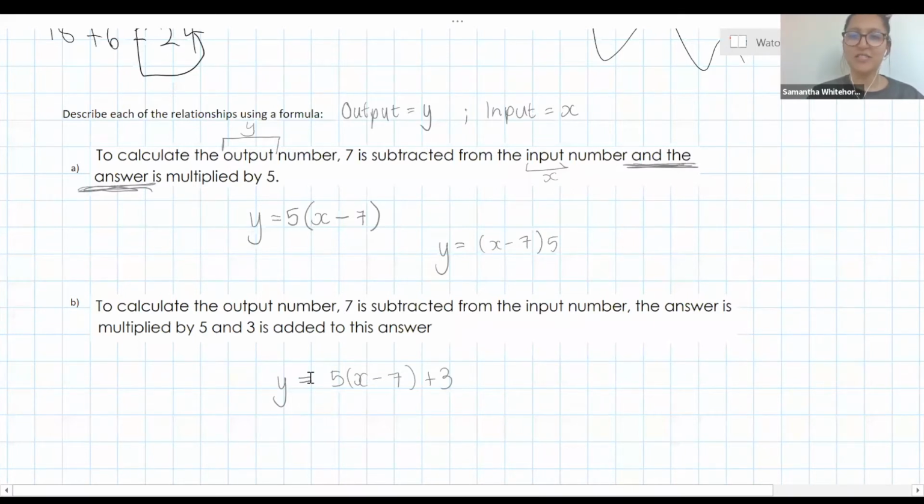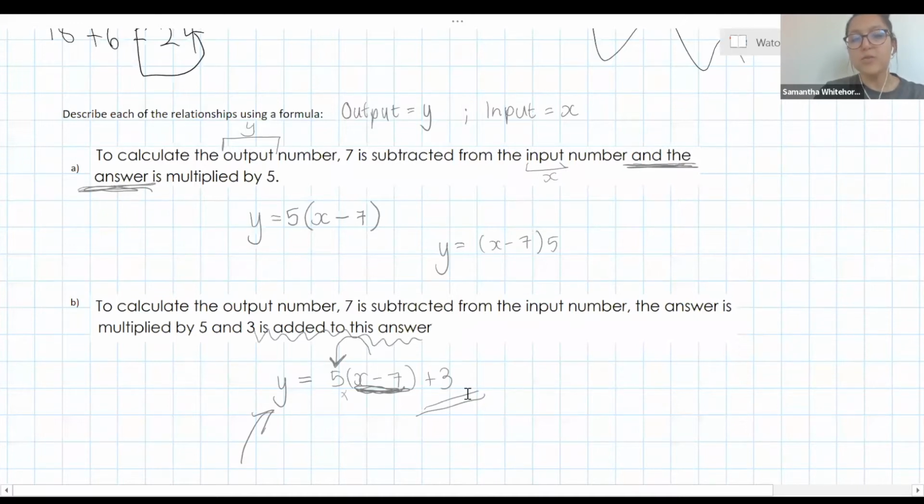Okay, guys, so this is exactly it. We know that the output number, which is y, to get our output number, we need to subtract 7 from my input number, which is what is happening in this bracket. We need to times that answer by 5, which is why we've got a 5 in front of the bracket, because remember, there is a times between the 5 and the bracket. And then we want to add 3 to whatever that answer is. So there is my addition of 3.